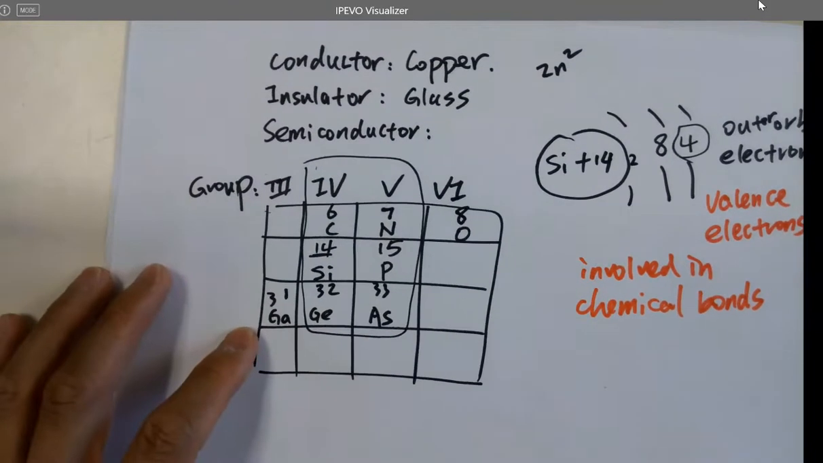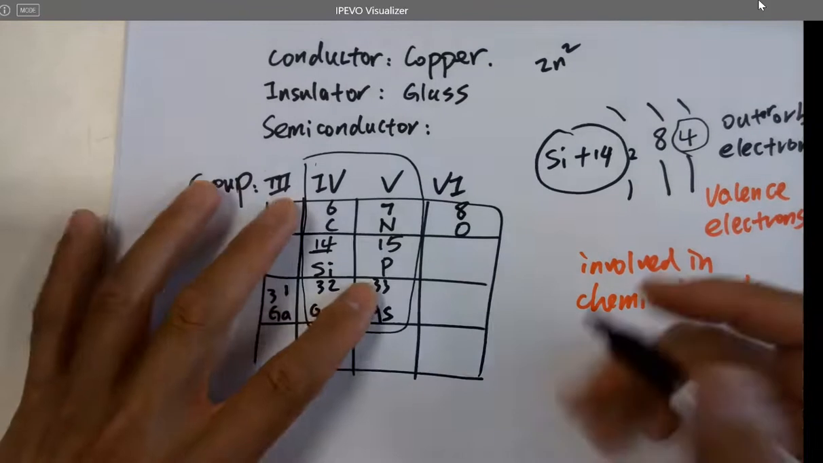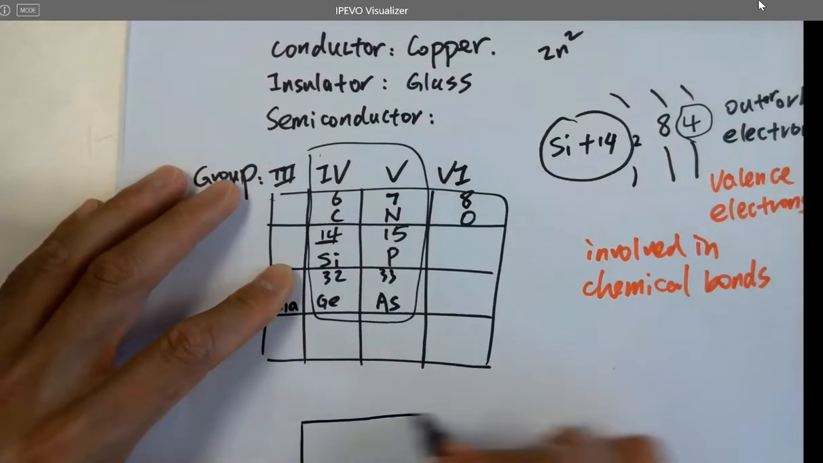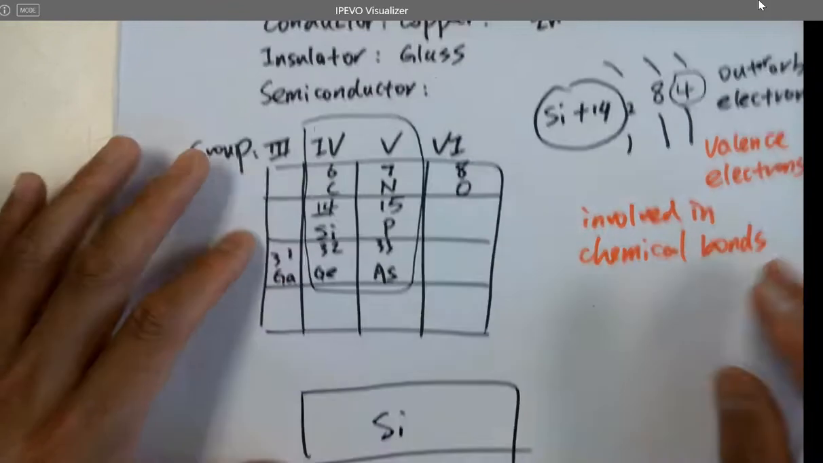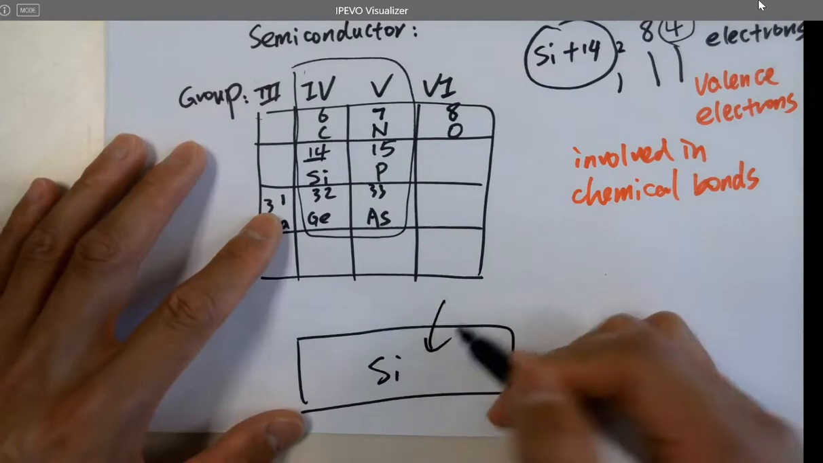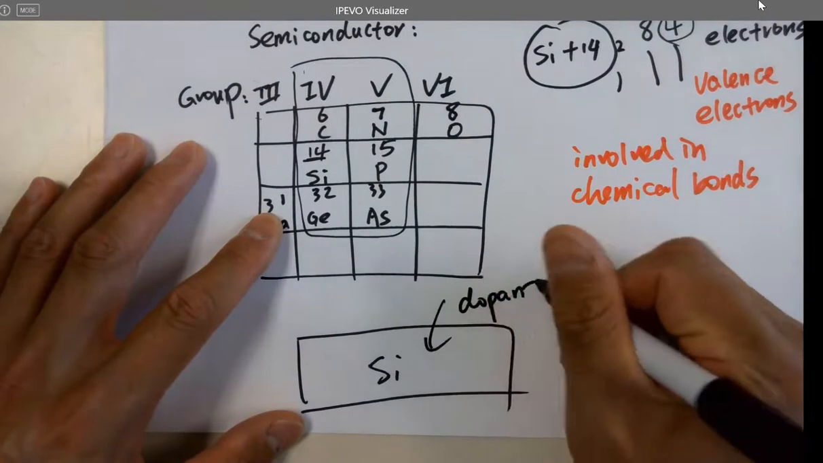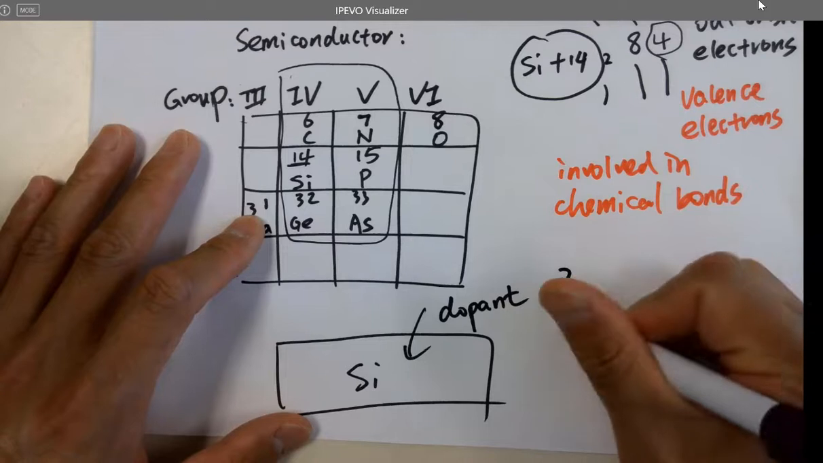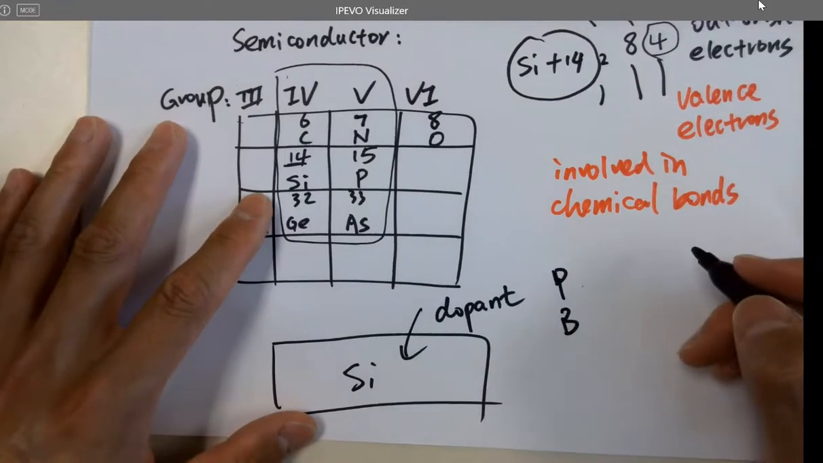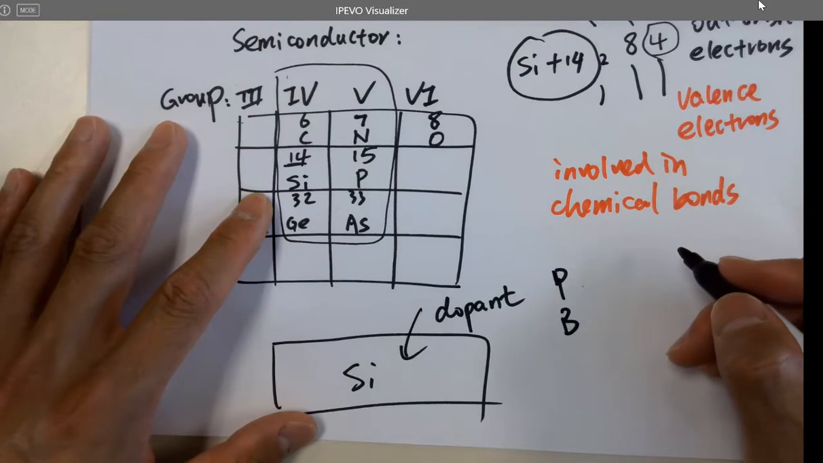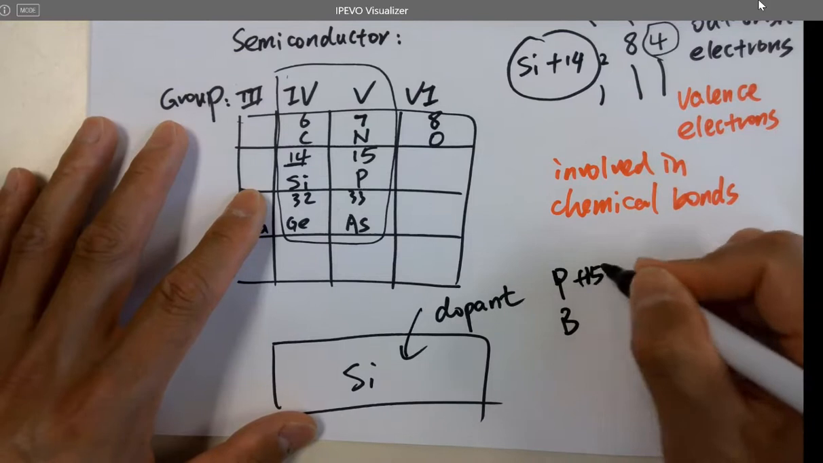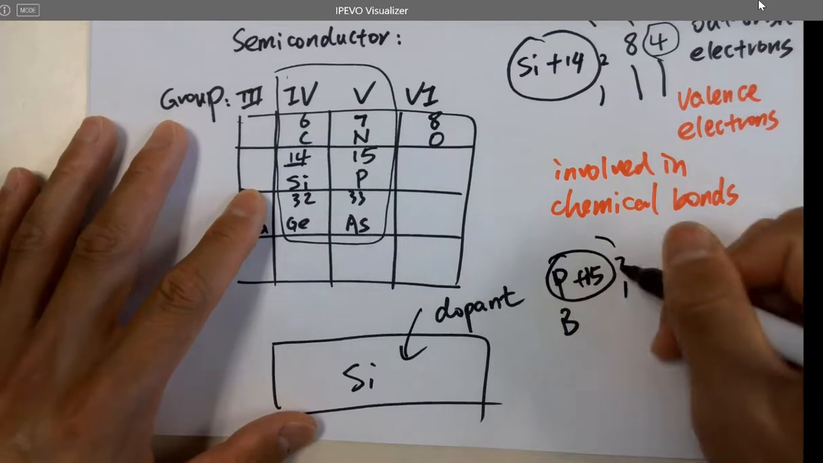So for silicon and the semiconductor materials, they do not just use silicon. They grab a piece of silicon wafer and dope it with a dopant. It can be phosphorus, it can be boron. And phosphorus has how many valence electrons? 5. So it's 15 protons, right?